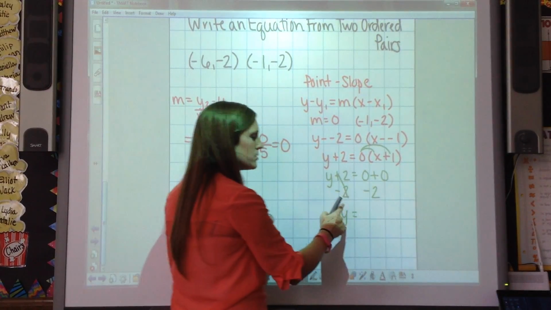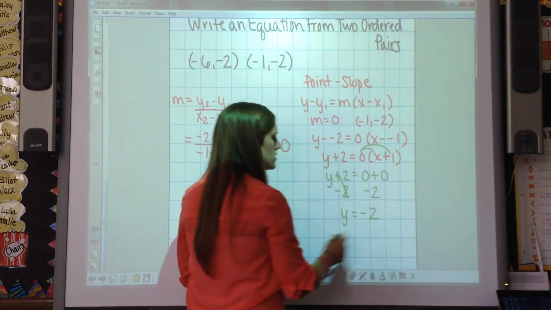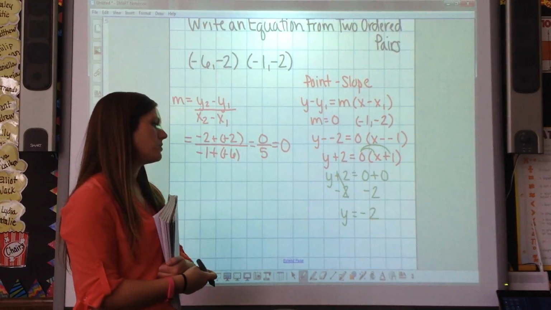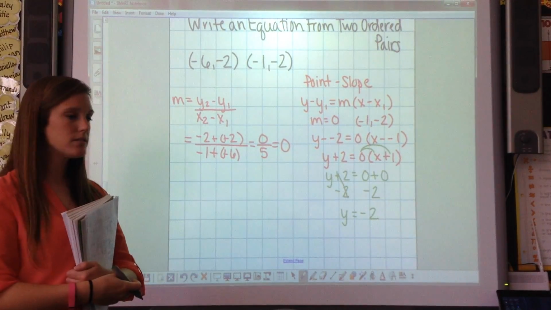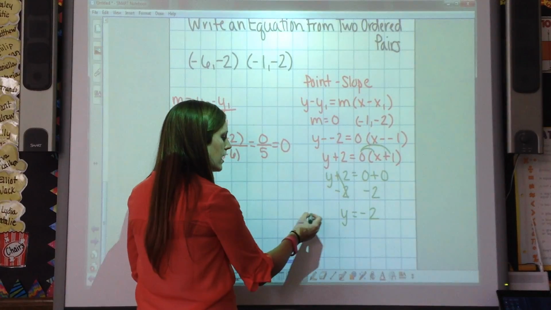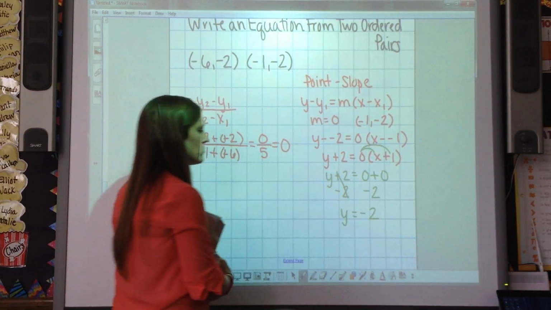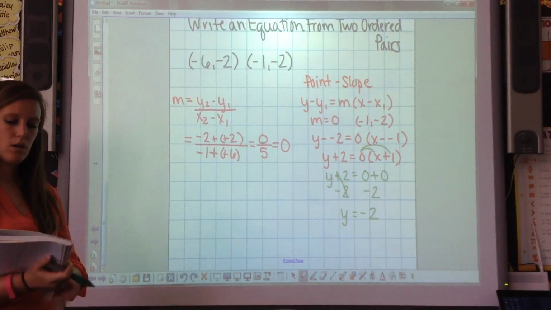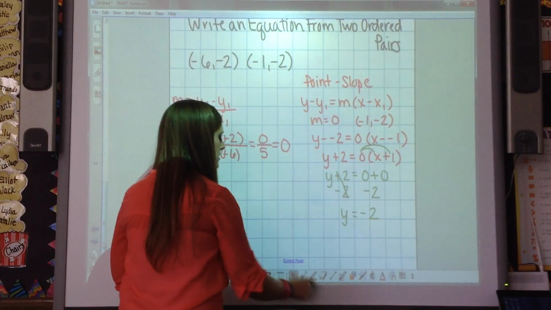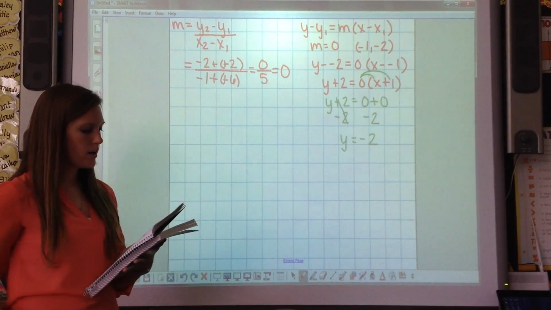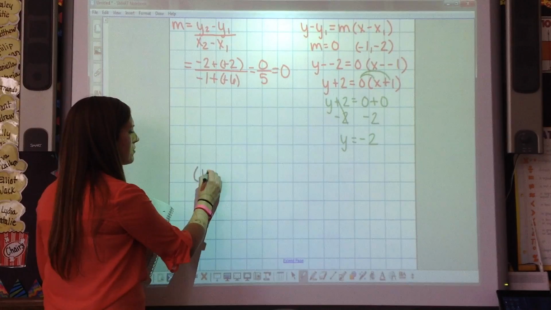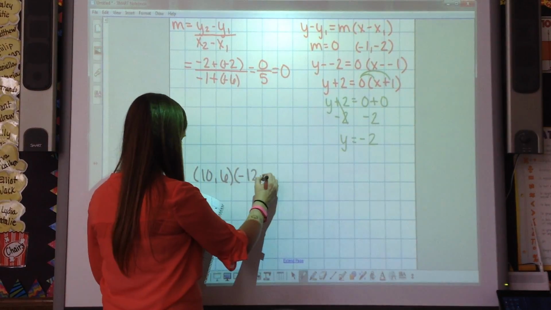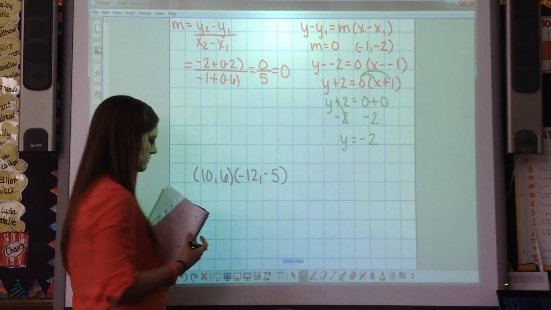This says 0 plus 0. 0 minus 2 is a -2. Believe it or not, this equation is in standard form. Y equals a -2. Even though there are no x's, I could technically have 0x plus y equals a -2. It means the same thing. All right, your turn to try this. Write an equation in standard form when you have these two ordered pairs: (10, 6) and (-12, -5).